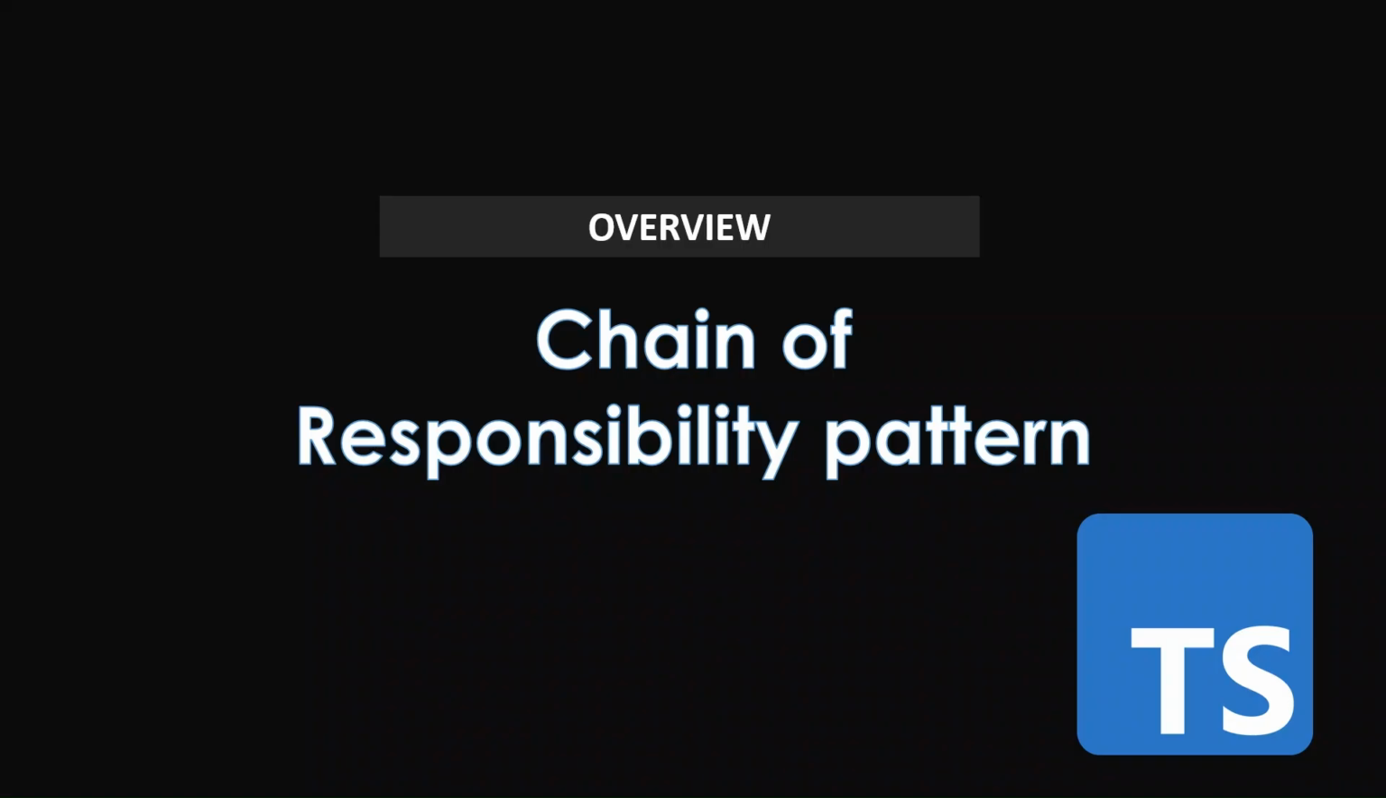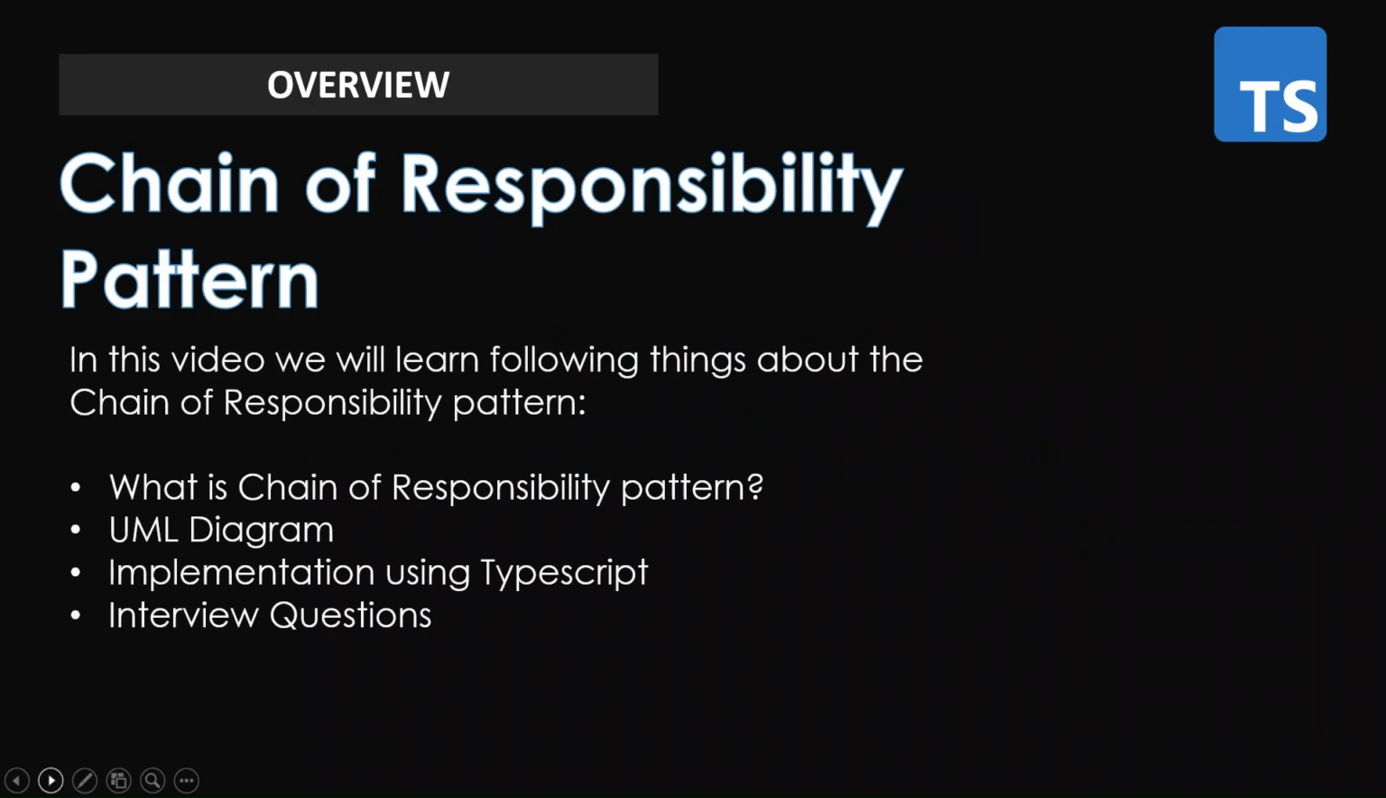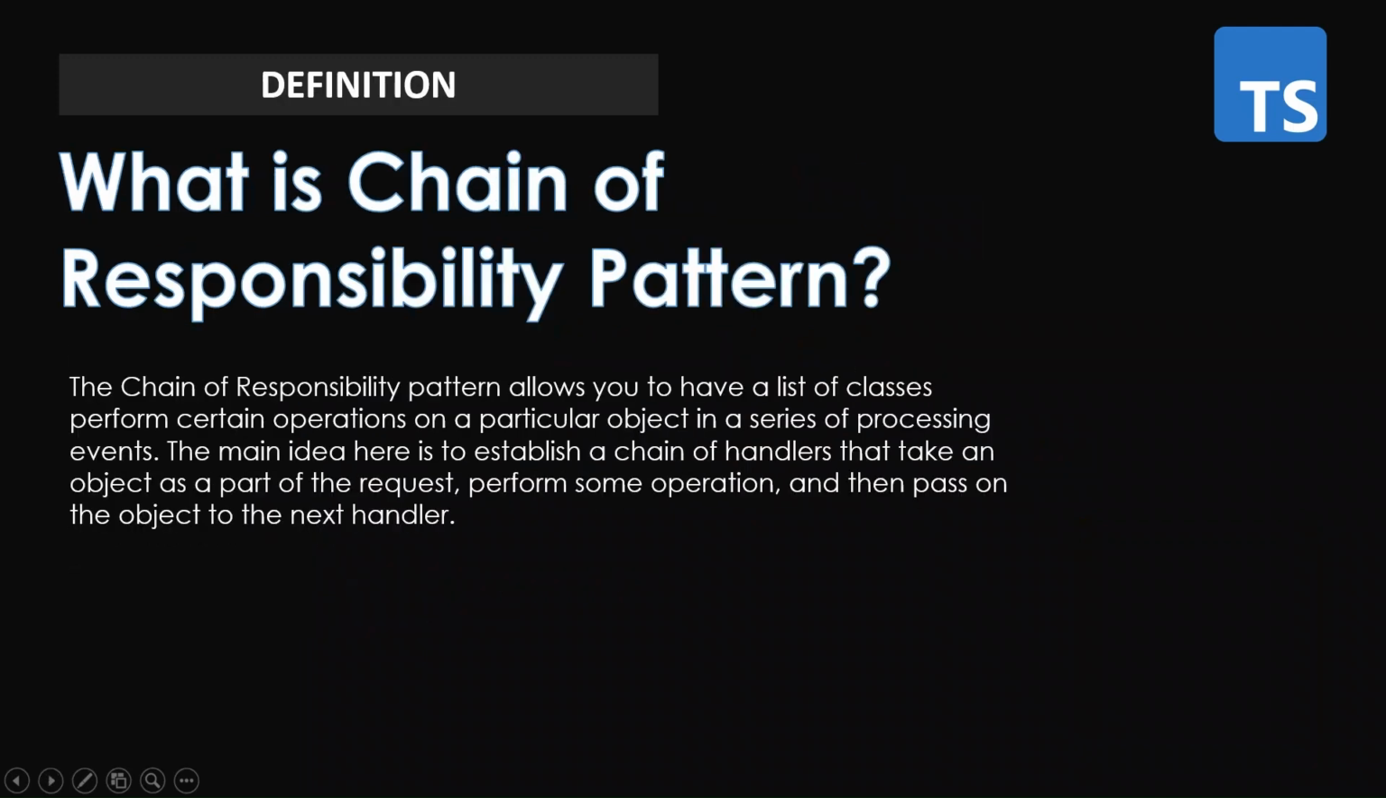Chain of responsibility pattern. So the same thing, the chain of responsibility pattern. Here we will see what is the chain of responsibility pattern, UML diagram, implementation, and interview questions. So what is the chain of responsibility pattern? It is a pattern that allows you to have a list of classes perform certain operations on a particular object in a series of processing events.